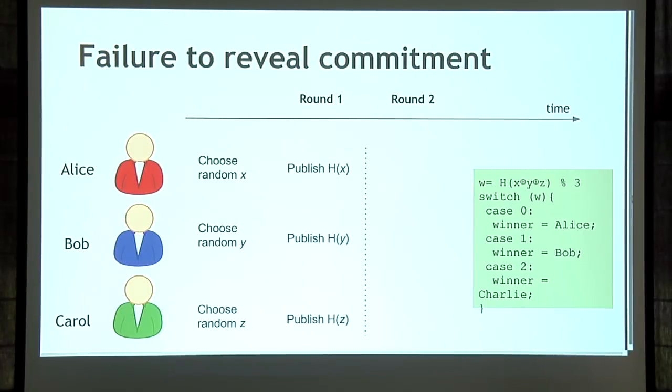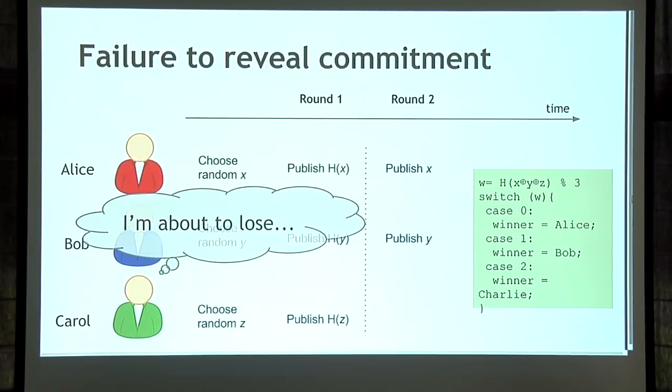So what happens if somebody fails to reveal their commitment? Let's go back to round 2 of the protocol. And let's say that Alice and Bob each publish their commitments, and then Carol looks at these and she says, if I publish my commitment, I'm going to lose. I can see the random numbers that Alice and Bob chose, and I know which random number I chose, and I can run that script and tell that I'm not going to win.